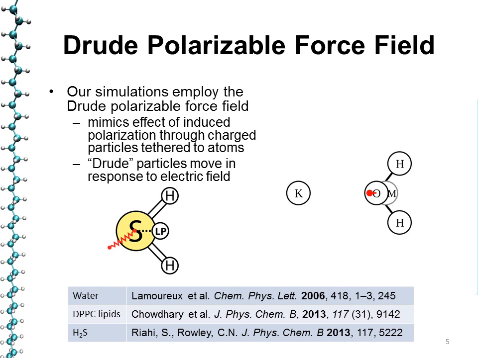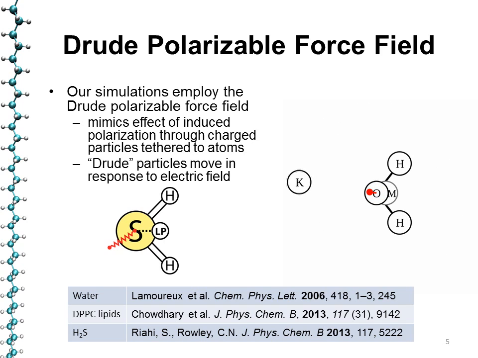In order to capture the effect of induced polarization, we used the Drude polarizable force field in our simulations. This is a model that mimics the effect of induced polarization by adding extra particles, known as Drude particles, that are charged and harmonically tethered to their parent heavy atoms. Because these particles are charged, they move in response to the electric field of the environment. In this example, we have a positively charged potassium ion moving around a water molecule, and we see the dipole moment of the molecule change due to the movement of this Drude particle in response to this electric field.